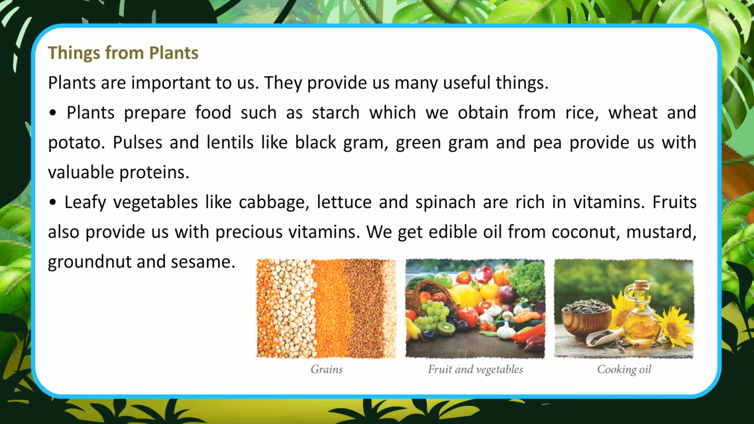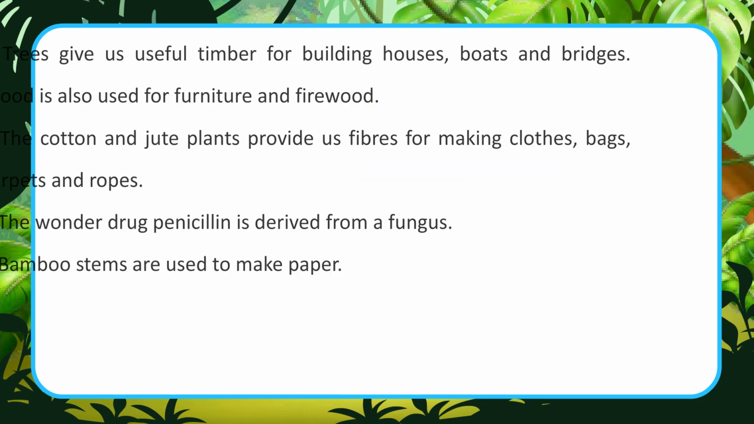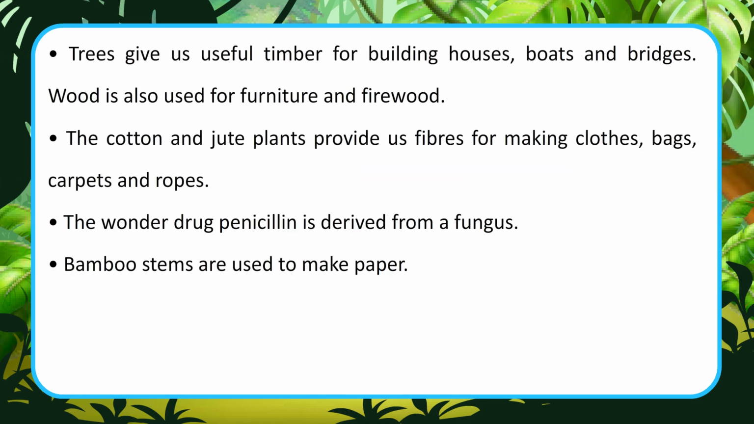We get edible oil from coconut, mustard, groundnut and sesame. Plants like grass provide nutritious fodder for our domestic animals. Trees give us useful timber for building houses, boats and bridges. Wood is also used for furniture and firewood. The cotton and jute plants provide us fibers for making clothes, bags, carpets and ropes. The wonder drug penicillin is derived from a fungus. Bamboo stems are used to make paper.